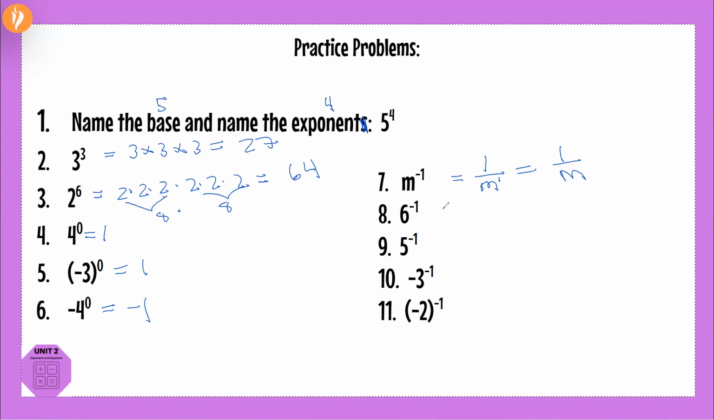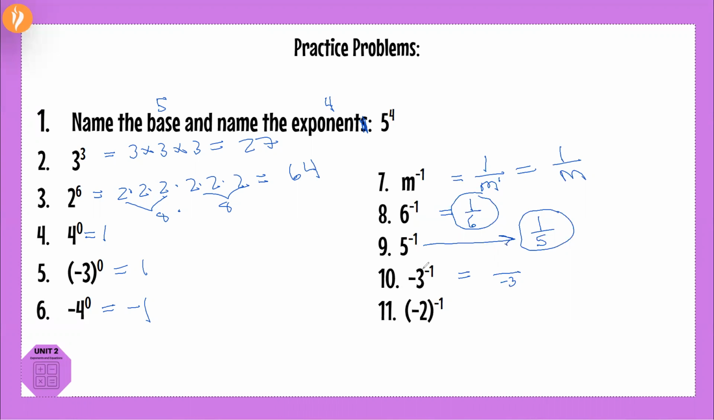What about number 8? 6 to the negative first. Well, the 6 must come down to the denominator. I would write 6 to the positive first, or just 6. 1 over 6. 6 to the negative 1 is 1 over 6. All right, what about 5 to the negative first? Well, 5 would drop down to the denominator. 5 to the first power can't have a blank in the numerator, so 5 to the negative first is the same thing as 1 over 5.